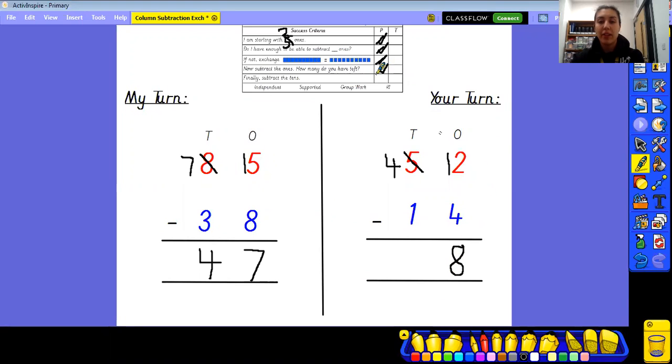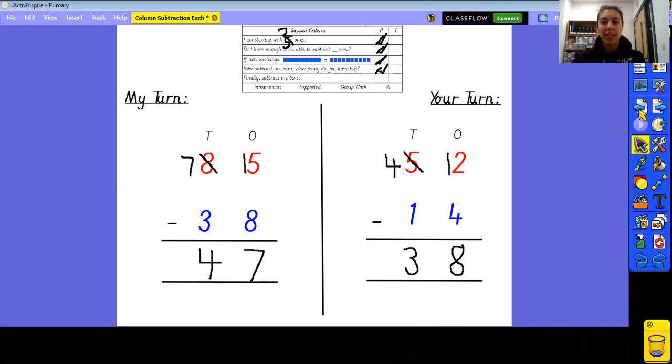And then now that I've worked out how many ones I've got left, I can finally subtract my 10s. So I'm starting with 4 10s, and I'm taking one of them away. So 4 take away 1 equals 3. That's right, well done. So 52 take away 14 equals 38. Well done if you worked that out correctly. These are really tricky questions. So as long as you're trying your best, that's all that matters. Practice makes progress.